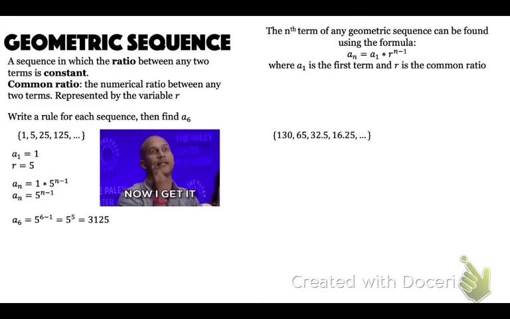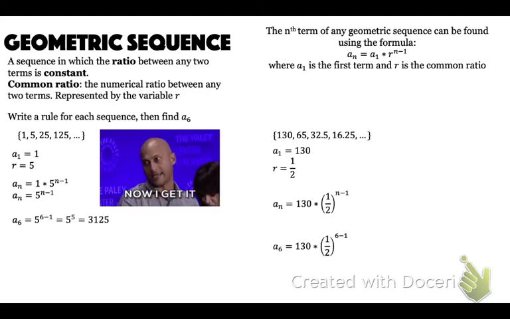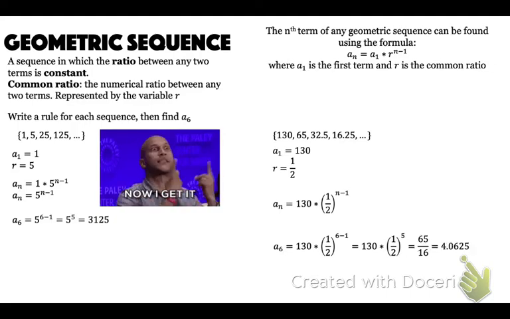Now I get it. Okay, 260, 130, 65, 32.5, 16.25. My a sub 1 is 260, and my common ratio is 1/2. You can get that by doing 130 divided by 260, or 65 divided by 130, and so on. So my formula is a sub n equals 260 times 1/2 to the n minus 1 power. If I want to find the sixth term, that's 260 times 1/2 to the 6 minus 1 power, which is 260 times 1/2 to the 5th power. I just used my calculator at this point, and I got 65/8 or 8.125.